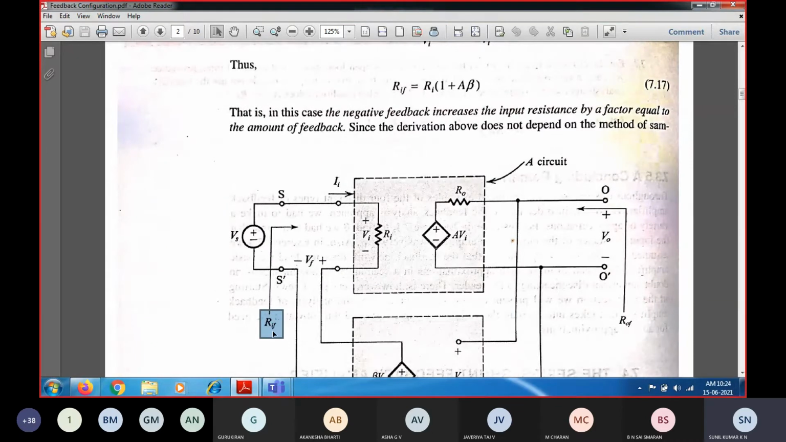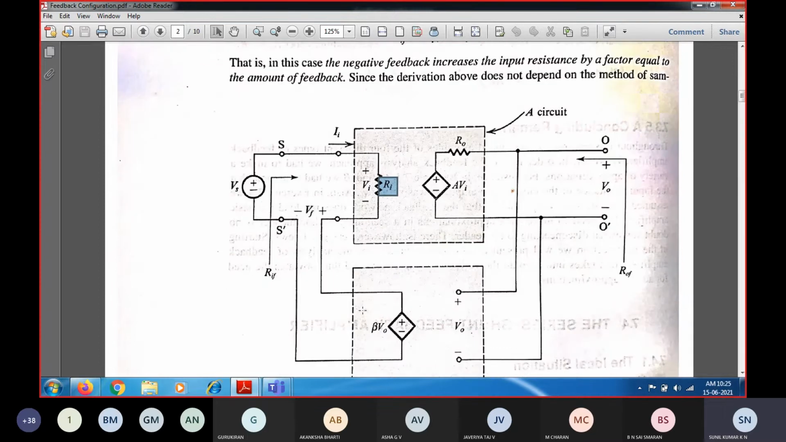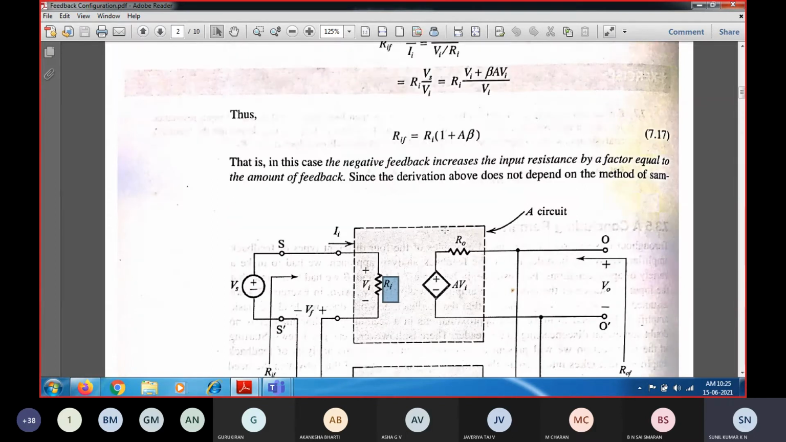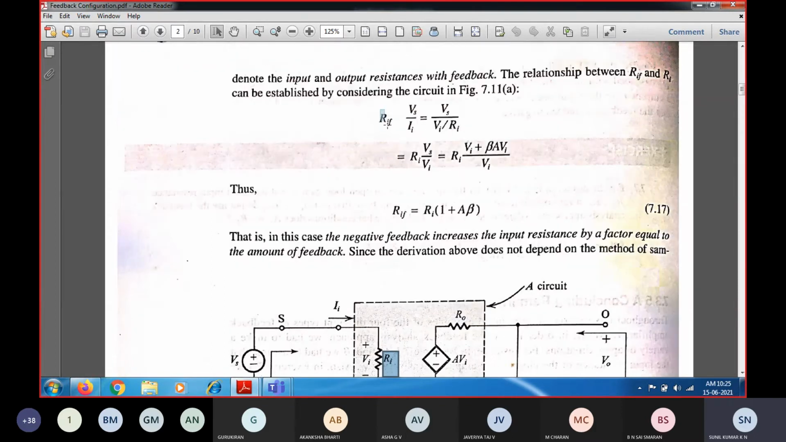So what is the input resistance with feedback, and what is Ri? Ri is nothing but the input resistance of the amplifier. That means you are going to find the relation between Rif and Ri to show how the input resistance is going to be modified. For any amplifier, the input resistance will get modified upon adding a feedback circuit. The same way, you are going to find the relation for input resistance with feedback in terms of the input resistance of the amplifier.